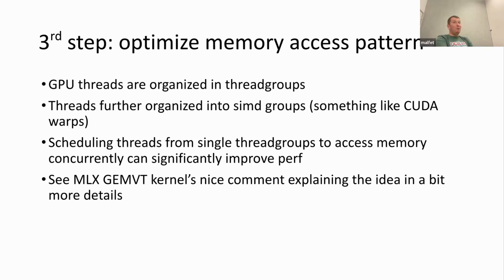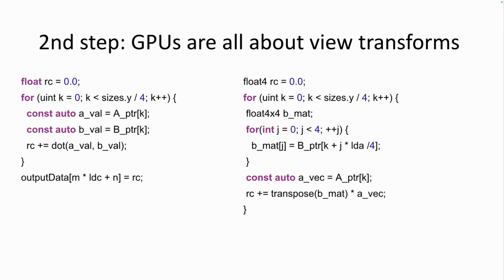And the third step is to optimize memory access patterns. Go ahead. Sorry, Nikita, this float 4x4, is it just that Metal supports variadic types? Is it arbitrary X by Y, or is it just 4x4 because it seems like a tensor core abstraction here?